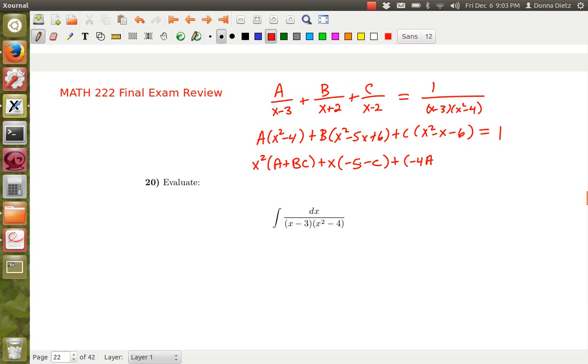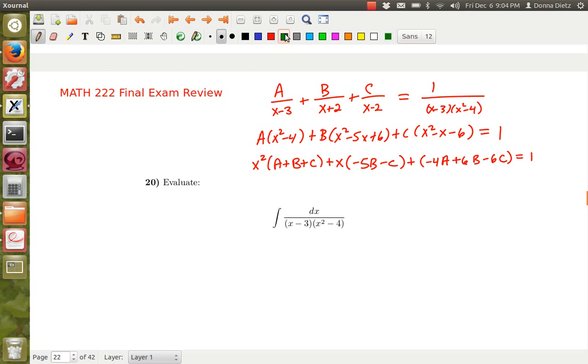See, I forgot to put a B in here. Oh, sorry. There should be letters inside here. And I forgot to put a plus in here. Look at what happens when you try to do math late at night. It's not even late. Okay. Minus 4A plus 6B minus 6C. Aha, there we go.